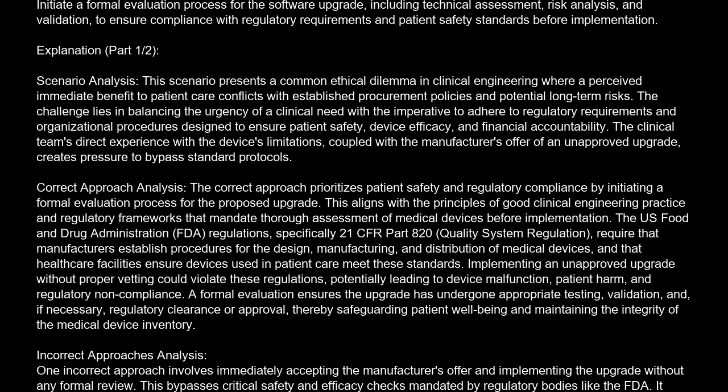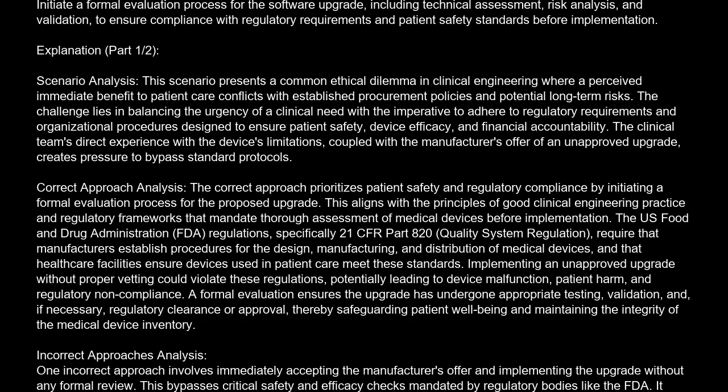Correct approach analysis. The correct approach prioritizes patient safety and regulatory compliance by initiating a formal evaluation process for the proposed upgrade. This aligns with the principles of good clinical engineering practice and regulatory frameworks that mandate thorough assessment of medical devices before implementation. The U.S. Food and Drug Administration (FDA) regulation, specifically 21 CFR Part 820, Quality System Regulation, requires that manufacturers establish procedures for the design, manufacturing, and distribution of medical devices, and that healthcare facilities ensure devices used in patient care meet these standards.